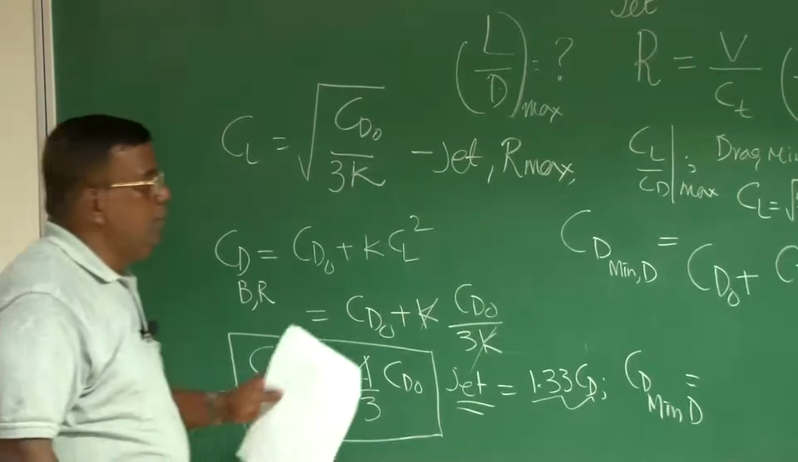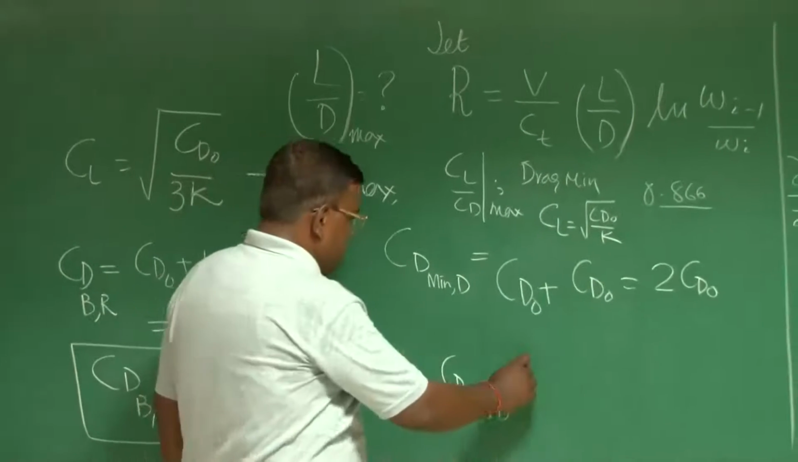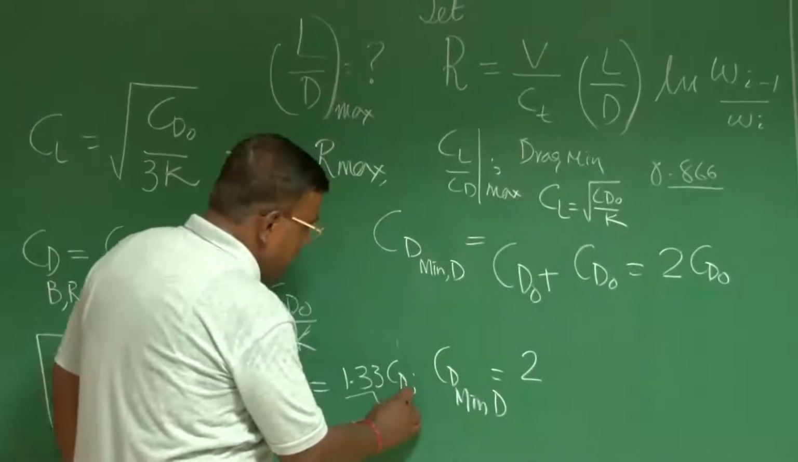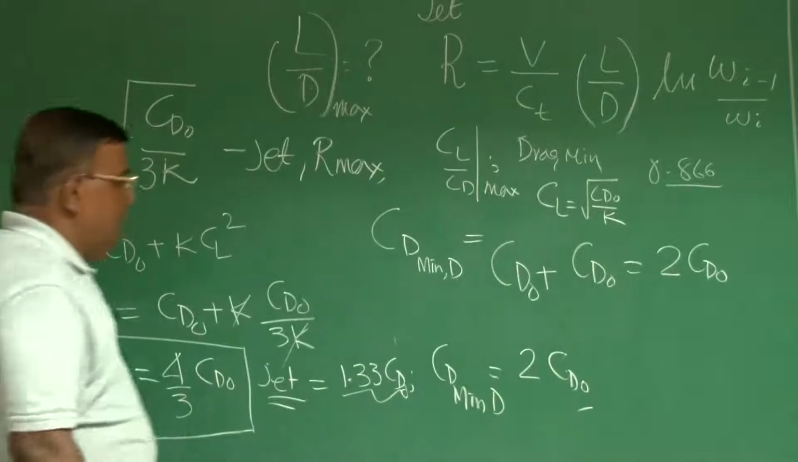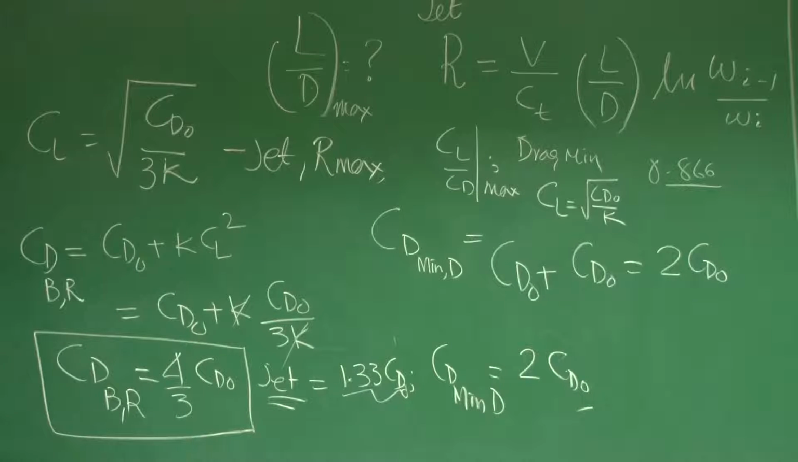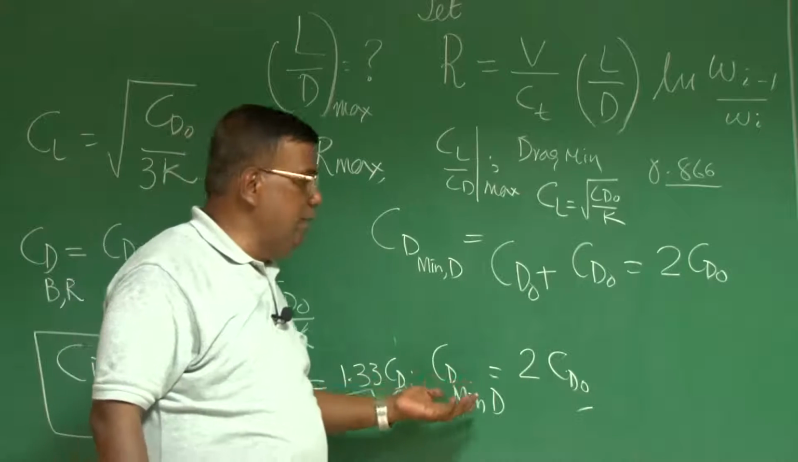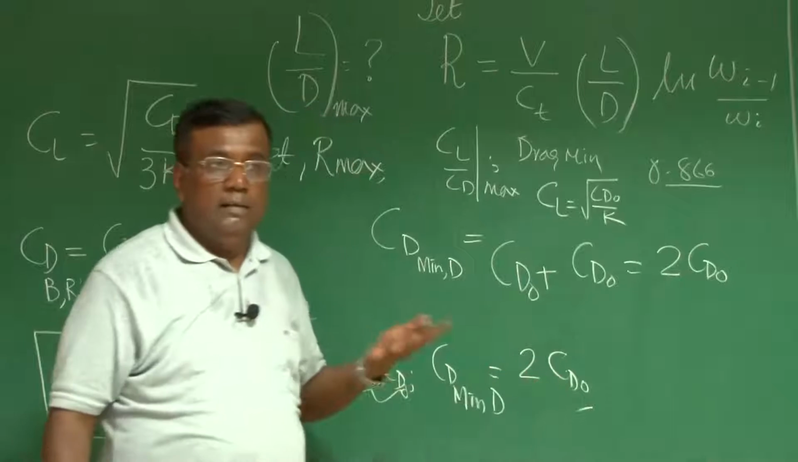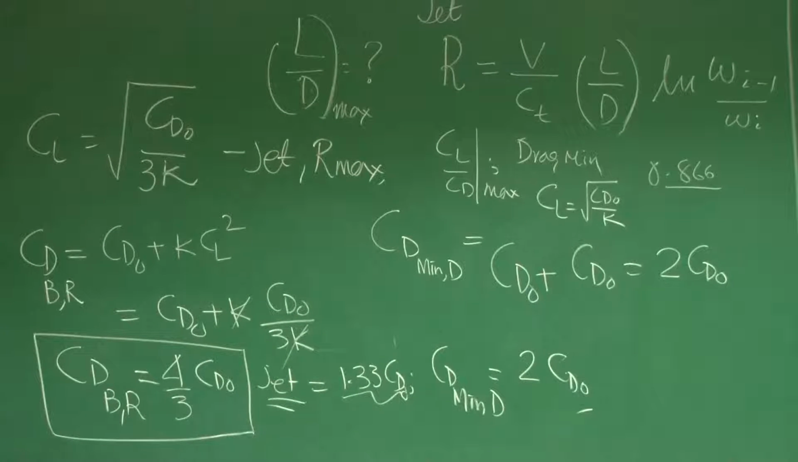And we also know CD for minimum drag is 2 CD naught. So here I write 2 CD naught, please correct it. So clearly you see that the CD for best range is less compared to CD for minimum drag. As a designer, sometimes it is misleading, you think, okay, best range means CD should be lower, right?